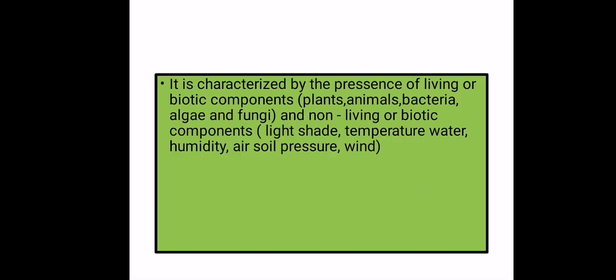Characteristics of an ecosystem. It is characterized by the presence of living or biotic components, plants, animals, bacteria, algae, and fungi, and non-living or abiotic components: light, shade, temperature, water, humidity, air, soil, pressure, wind.